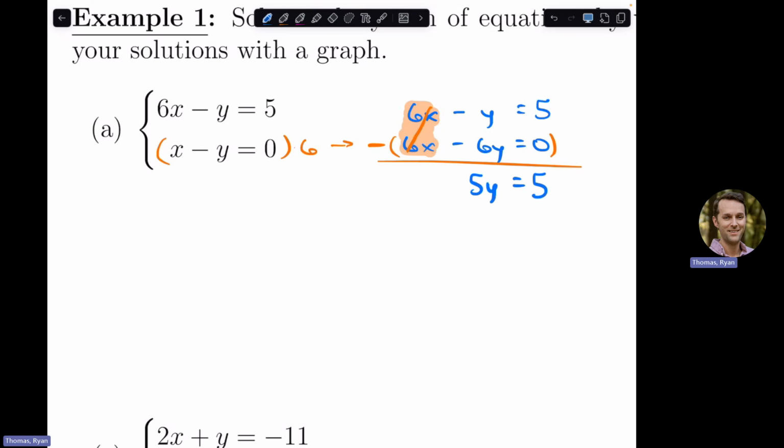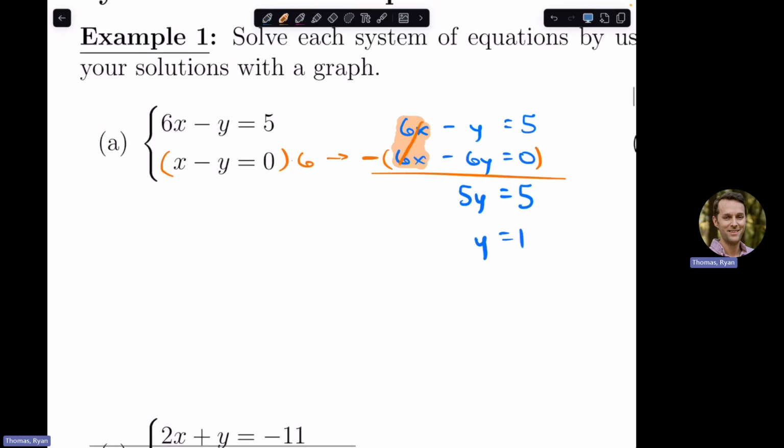Oh, hey, what do we have now? Something that's only got one thing we don't know, right? 5y equals 5. If 5y equals 5, what's y? 1. What we just did was eliminate x.